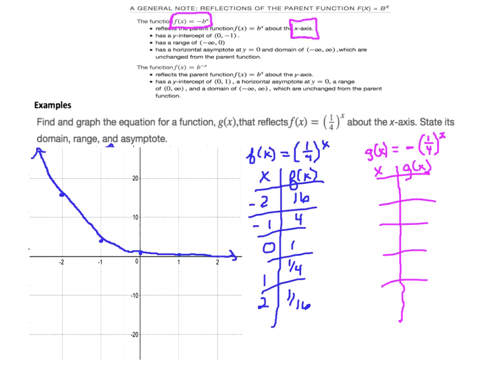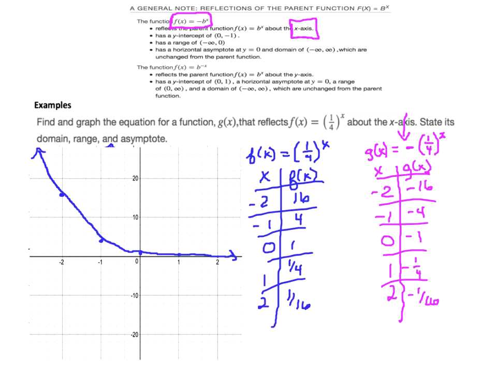All right. So what we know is that our reflection over the x-axis right here with that negative is going to change the sign of all of our y values. That's the only thing that changes. So I still have -2, -1, 0, 1, and 2. Now I have -16, -4, -1, -1/4, and -1/16.